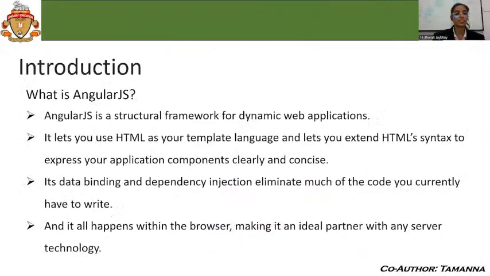What is AngularJS? AngularJS is a structured framework for dynamic web applications. It lets you use HTML as your template language and lets you extend HTML syntax to express your application's components clearly and concisely. Its data binding and dependency injection eliminate much of the code you currently have to write. And it all happens within the browser, making it an ideal partner with interactive technology.